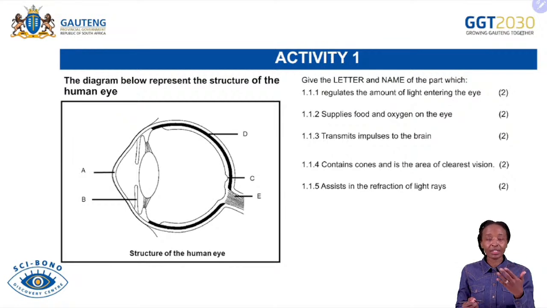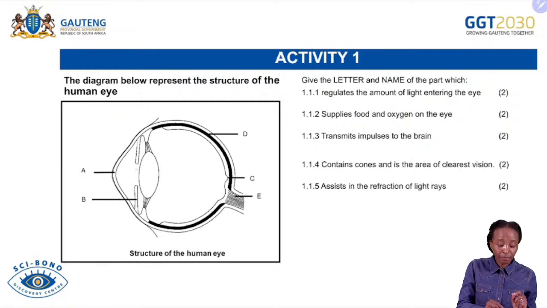So when light enters, it goes through the pupil, which we said is the opening on the iris, and then it goes onto the lens. Then from the lens, it falls onto the innermost layer, which is the retina. And the retina is the one that is filled with photoreceptors. That's where the image is formed.